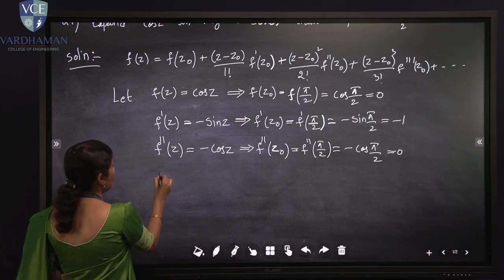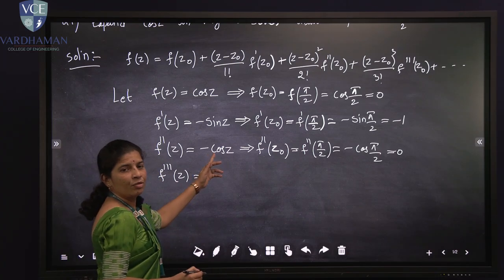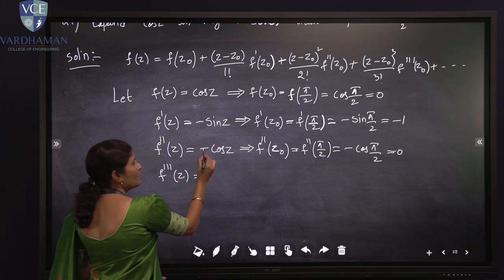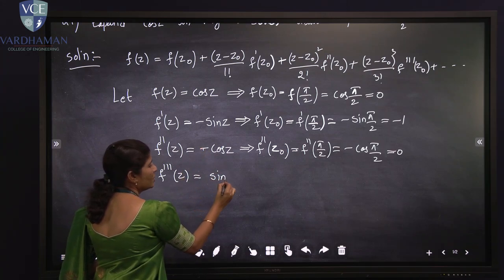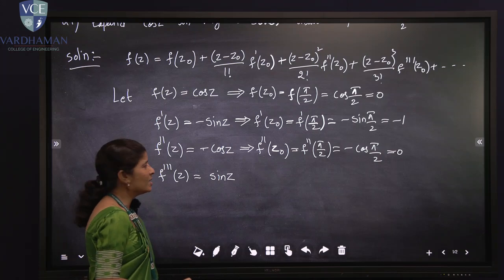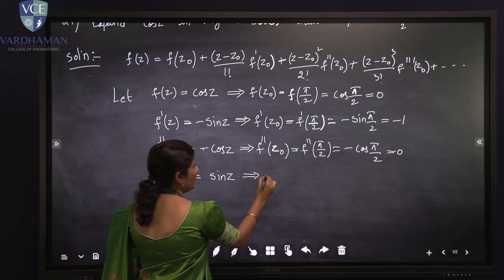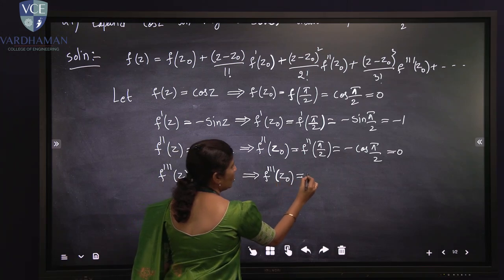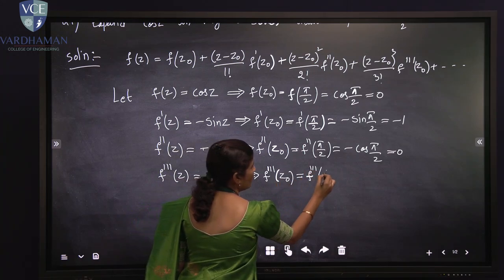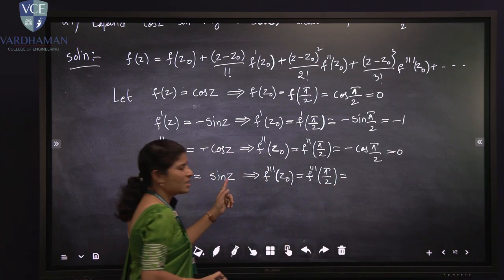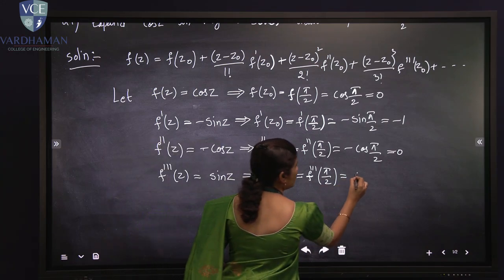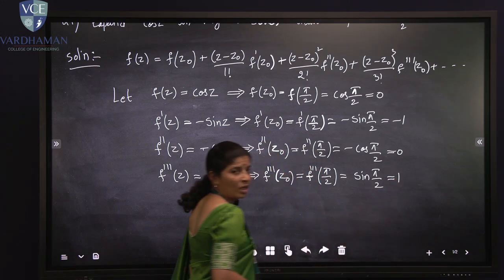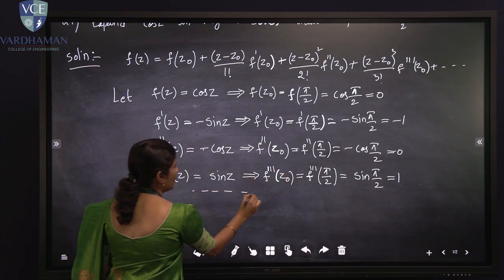Similarly, we calculate the f triple dash value, and we know the derivative of cos z is minus sin z, that is, already we have the minus sign here, so minus sin, the minus is plus, means f triple dash of z, here we get the derivative sin z, and now in place of z we replace z naught, that is f triple dash of z naught, that is f triple dash of pi by 2, means here replace z with pi by 2, that is sin pi by 2, and we know the sin pi by 2 value is 1. Now, so on, we take the derivatives.